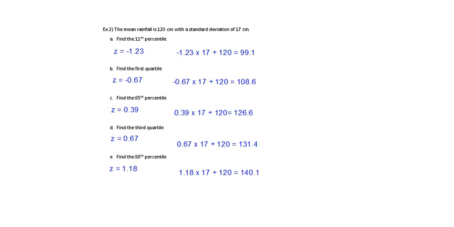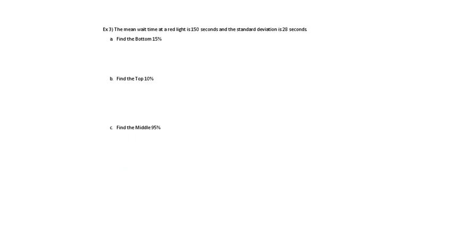All right, very good. So we're pretty good on percentiles. But what about percents? Okay, the mean wait time at a red light is 150 seconds, and the standard deviation is 28 seconds. Find the bottom 15%. Well, remember, don't forget your keywords.